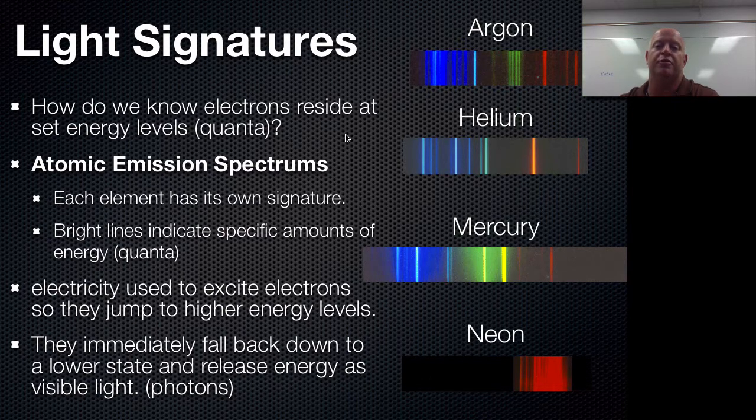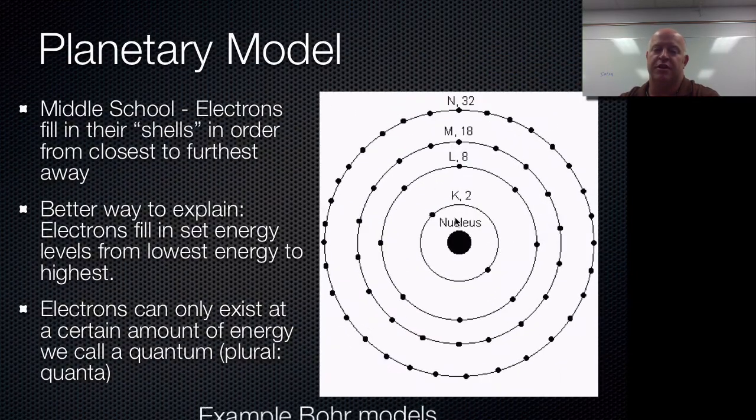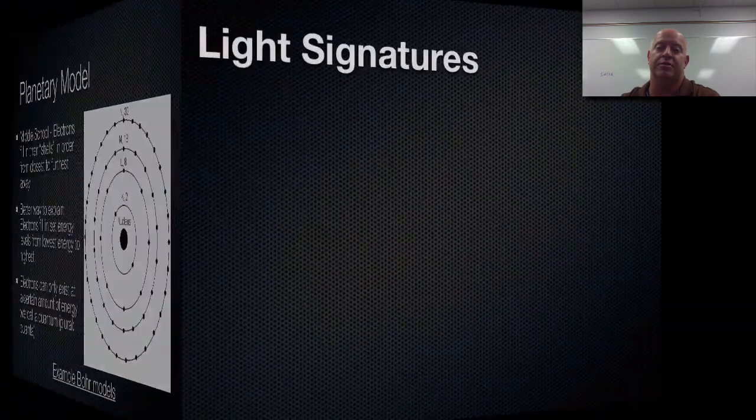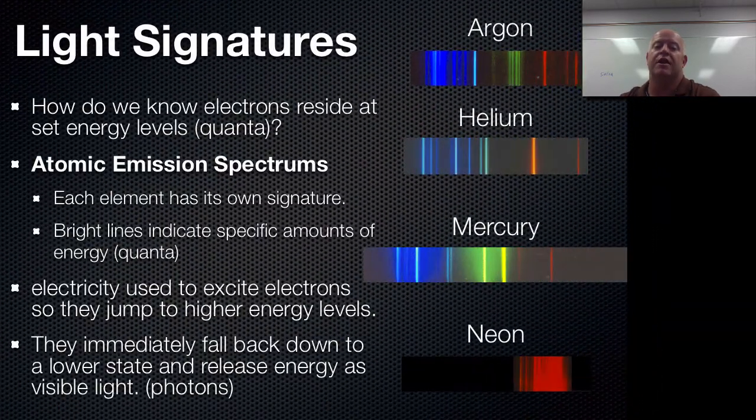When they jump up to a higher energy level, let's say from the first energy level to the second, or from the second to the third, and so forth, as they jump up, they absorb energy. That absorbed energy gives them what we call an excited state. That excited state is very unstable for an electron. It doesn't want to be in an excited state. It wants to be in its ground state, or its stable configuration.